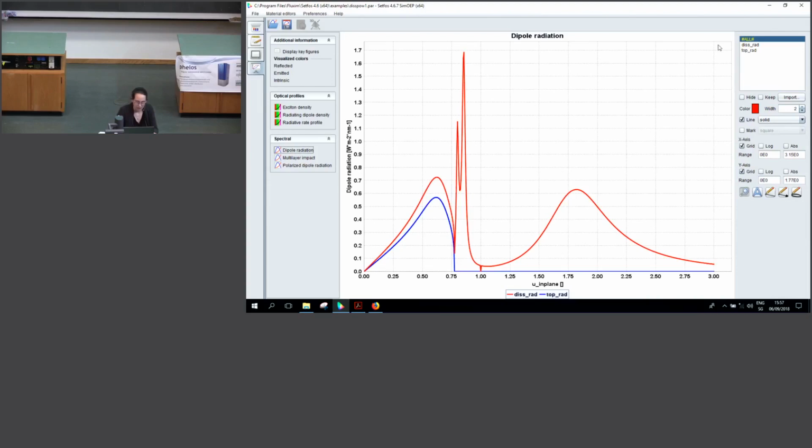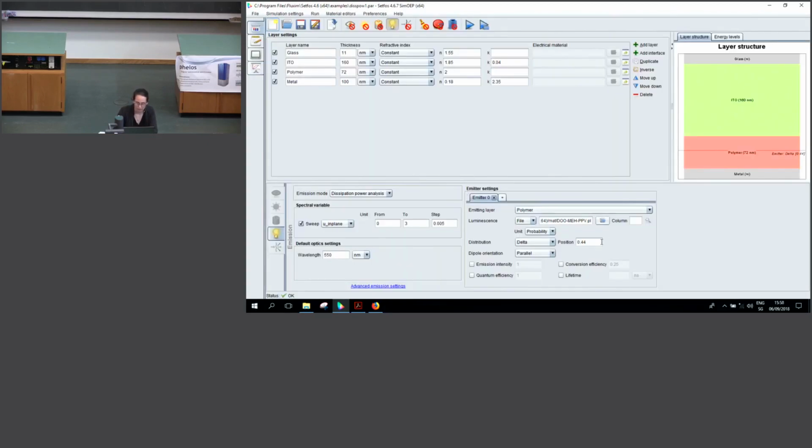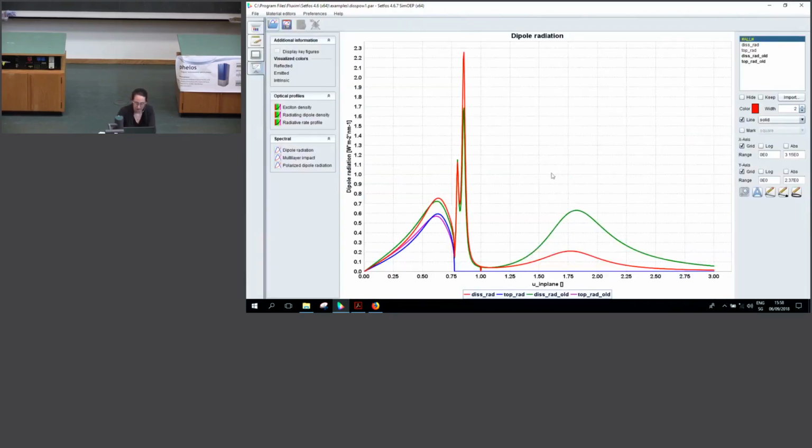Okay, so now in this dipole radiation we can keep these two. And now we just move a bit closer to the ITO interface, so we go to 0.2 and run the simulation again. And then you can see what Beat already showed before. You have a decrease of this plasmon peak and a certain improvement maybe in forward direction, but not too much.